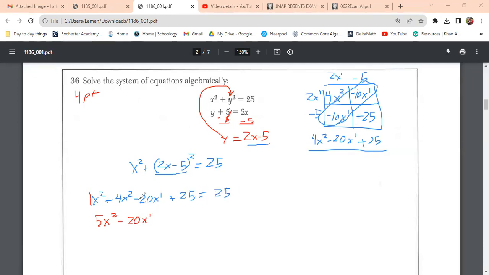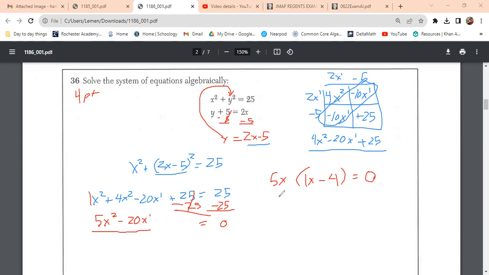Now, here's the thing. I want to get everything on the left-hand side. So I would subtract 25 from this side, and this is going to be 0. And I can subtract 25 from this side, and this is going to be 0. So this cancels out. So basically, this is what we're left with. So now all I have to do is factor this. And the easy way to do that is to factor out 5x. So this is going to be 5x times (1x minus 4) equals 0.